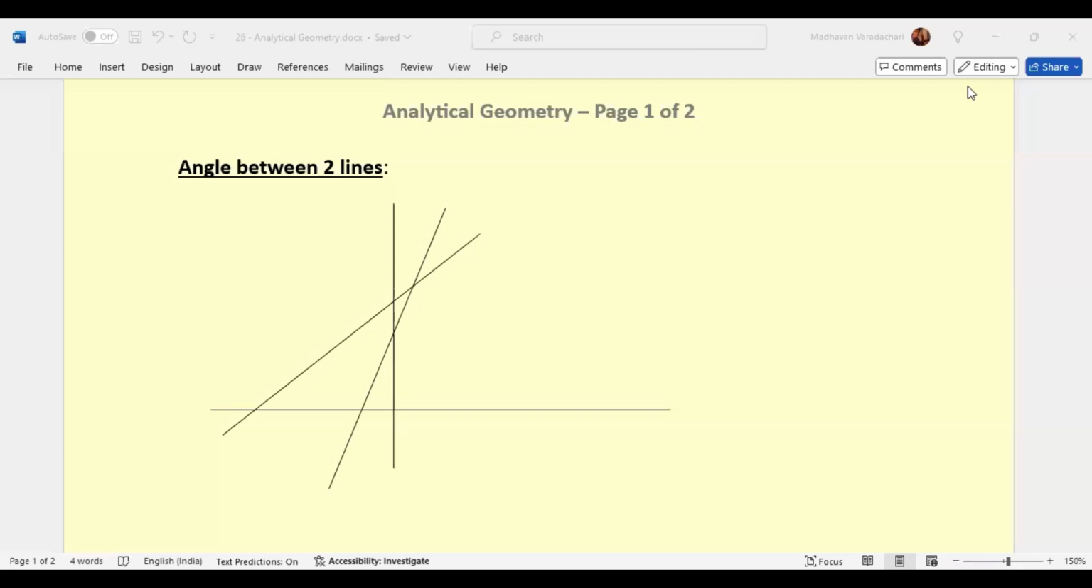Hello everyone. In continuation to our topic analytical geometry, we'll now understand about angle between two lines. Consider this graph. This is your y-axis, this is x-axis, and this is the origin. These are two lines. Consider this as line AB, and this is line CD.